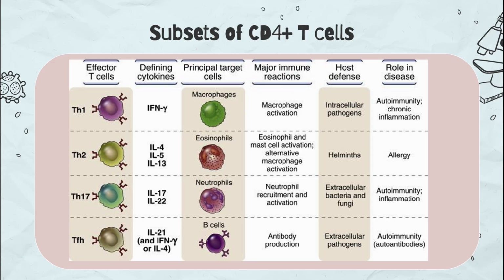T helper 17 cells secrete interleukin 17 and 22, recruiting and activating neutrophils to phagocytize extracellular bacteria and fungi. Last but not least, there are the follicular T helper cells, which secrete interleukin 21 in addition to interferon gamma and interleukin 4, and reside in the follicles of secondary lymphoid organs in order to assist B cell production of antibodies to target extracellular pathogens.